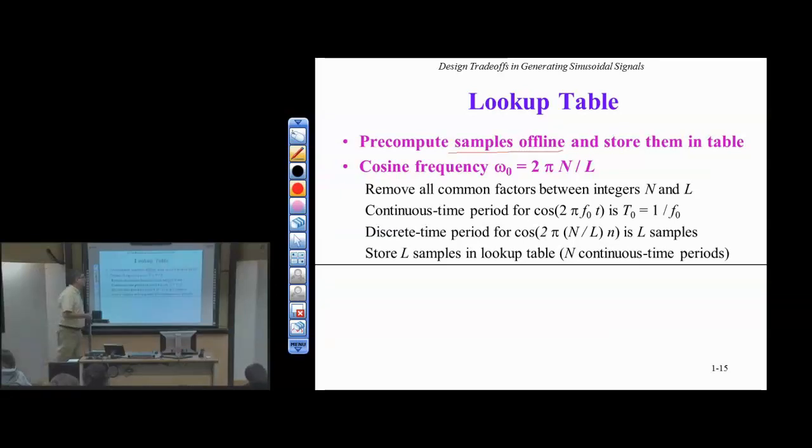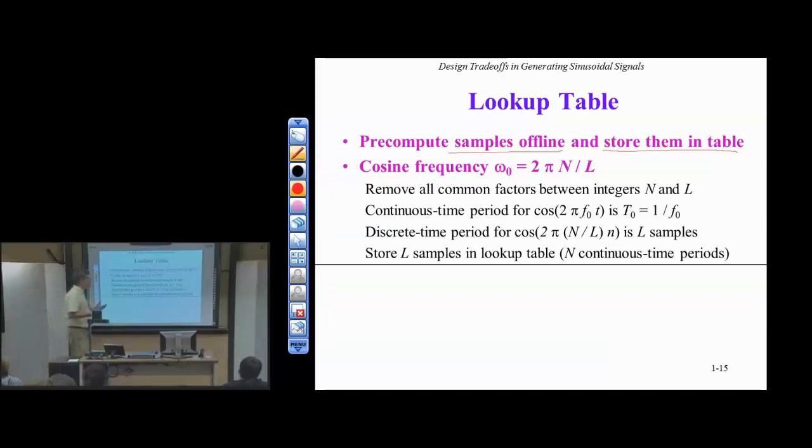And then take the values computed in this high accuracy way and store them in a table, in an array, on your embedded processor. And then just read the values as you need them. You don't have to do any multiplies to do that.